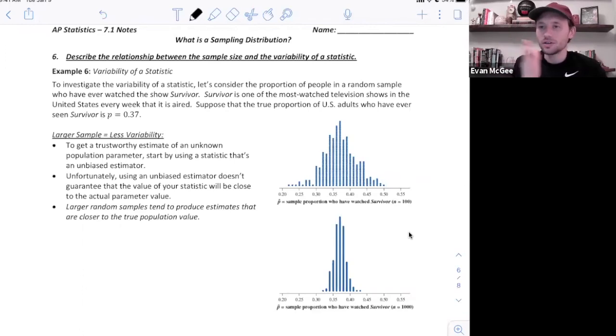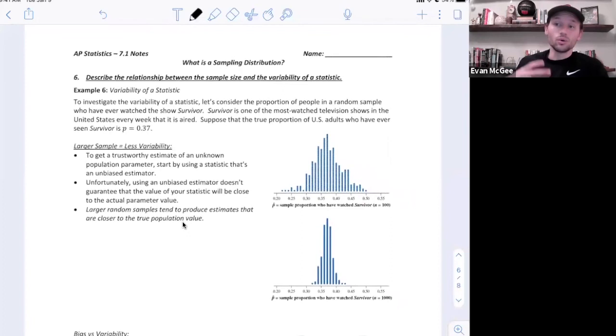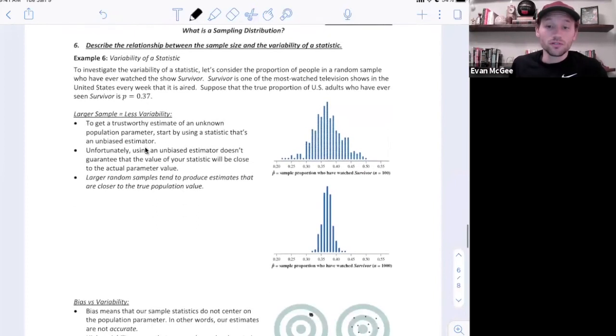There will be less variation in our samples because now we have a sample size of 1,000. So you can see the range goes from 43% down to 32%. So there's a lot less variation. In conclusion, you need to know larger random samples tend to produce estimates that are closer to the true population value. Basically, larger samples give you more info, give you better estimates. And larger samples mean less variability in the sampling distribution of that statistic.